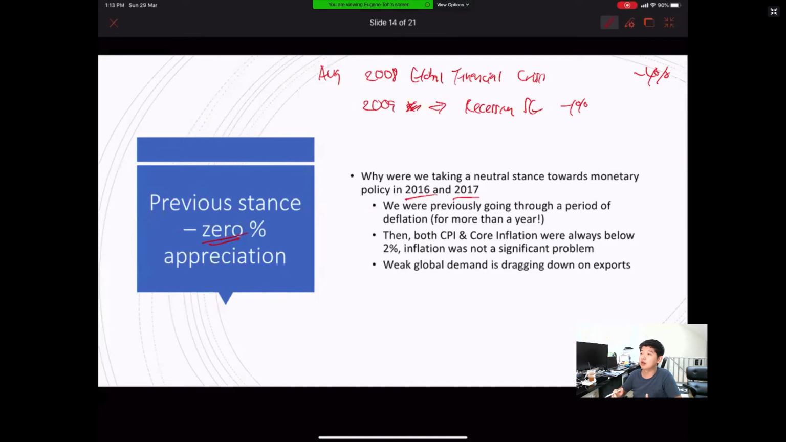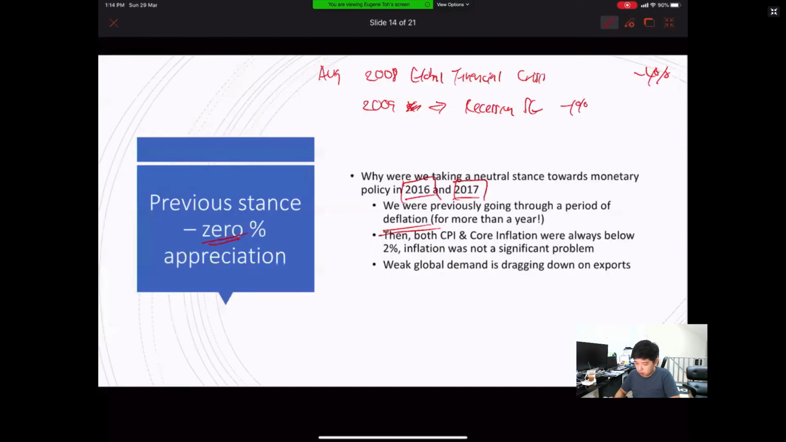So that's why we did a 0% appreciation in 2008 during the global financial crisis, and in 2016 and 2017, why did we move to a 0% appreciation? It was because we were having deflation. And if you're having deflation, it means you don't have inflation. And the modest and gradual appreciation is supposed to deal with inflation. Inflation doesn't exist, so you don't need a modest and gradual appreciation.